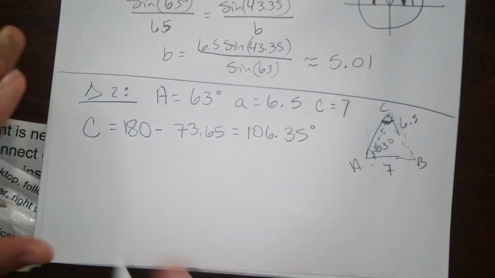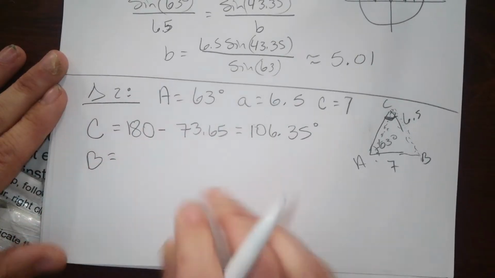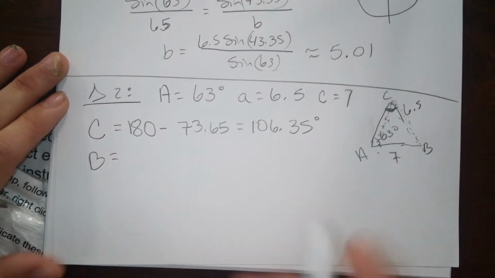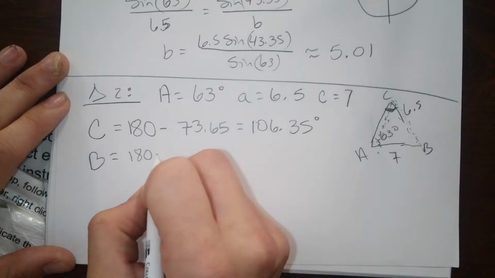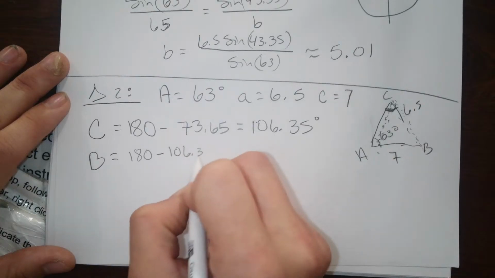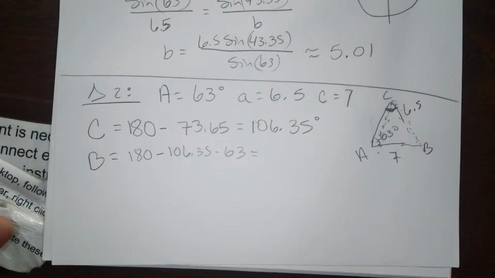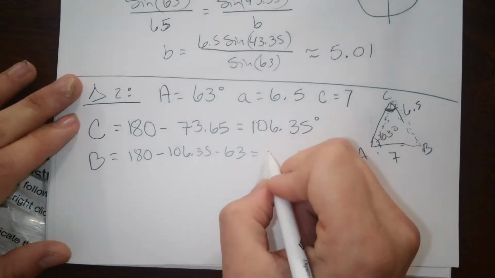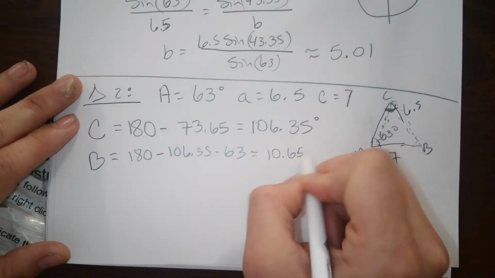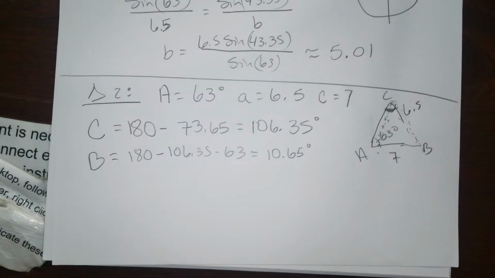Find the third angle, right? Find angle B. How do I find angle B? Yeah, very good. 180 minus 106.35 minus 63 gives me what? 10.65. Cool. What am I missing? How do I find that? Law of sines.